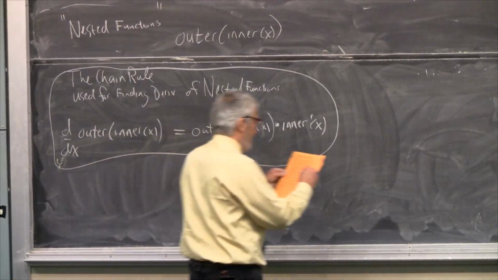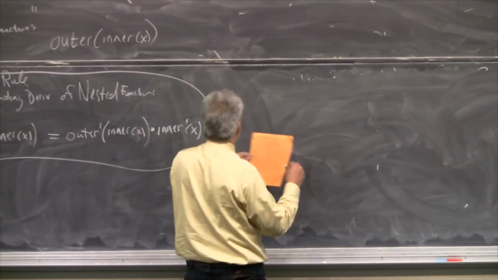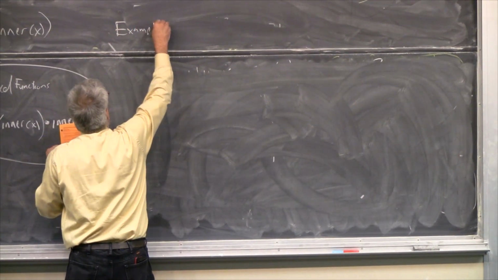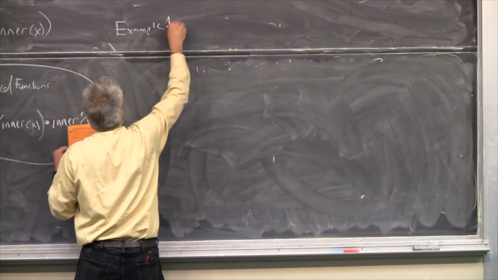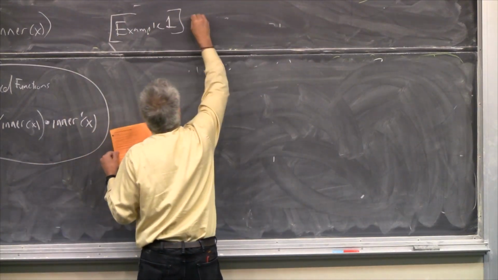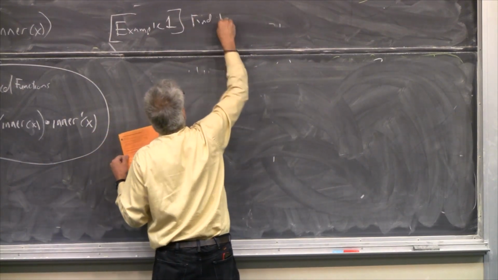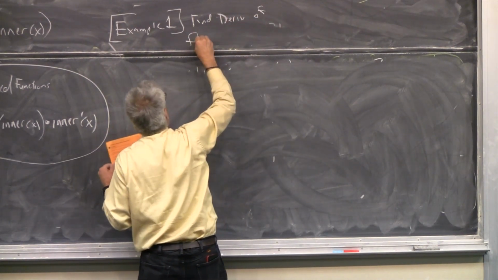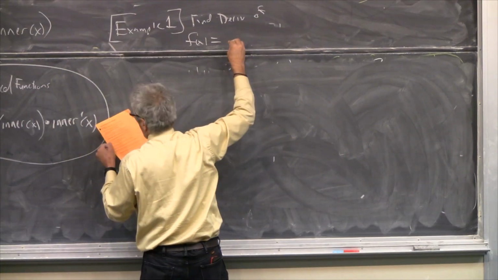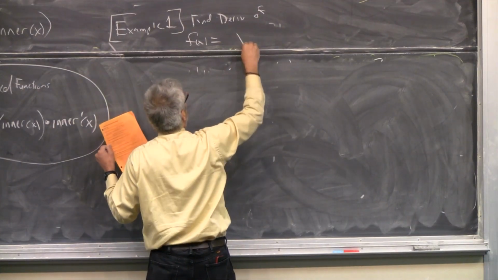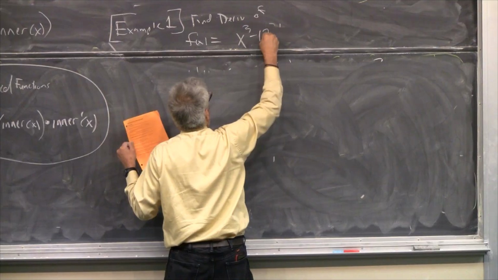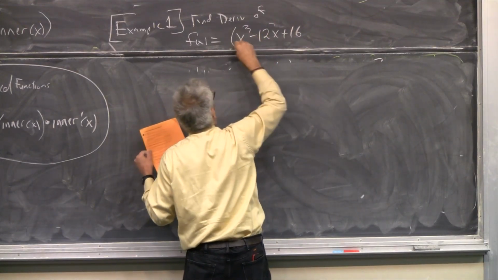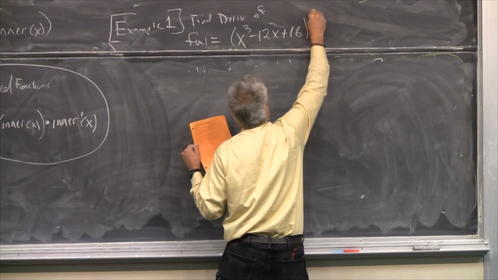So, for example, I'm going to try to get through some good examples. Find the derivative of f of x equals x cubed minus 12x plus 16, all raised to the 5th power.